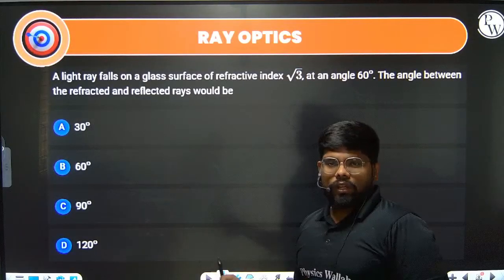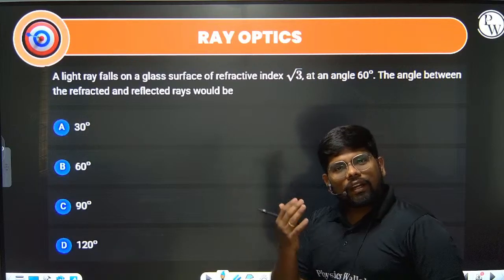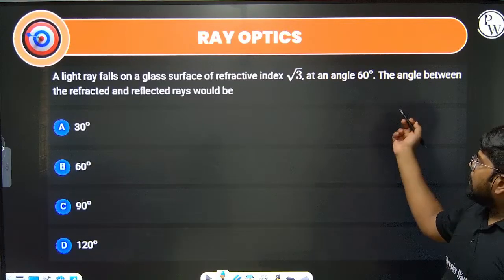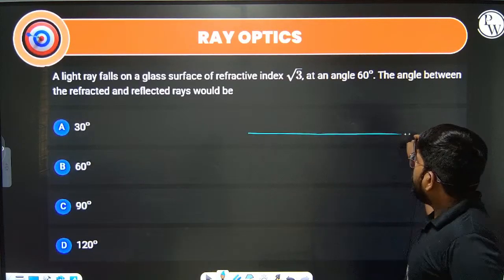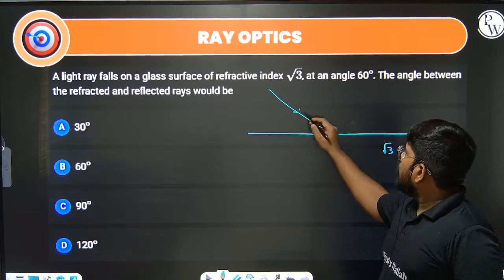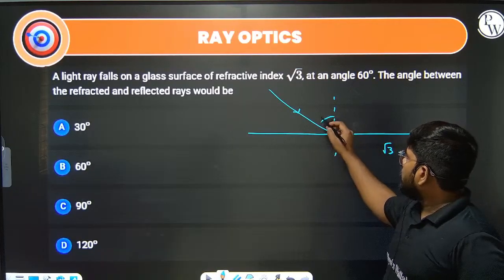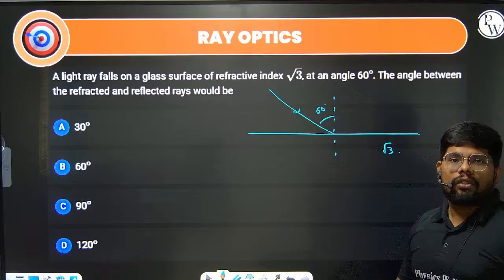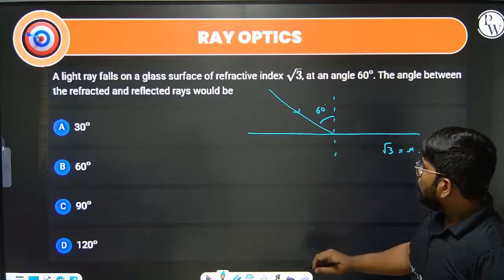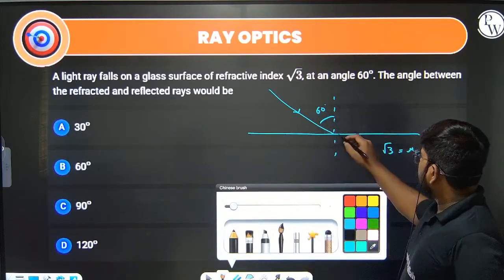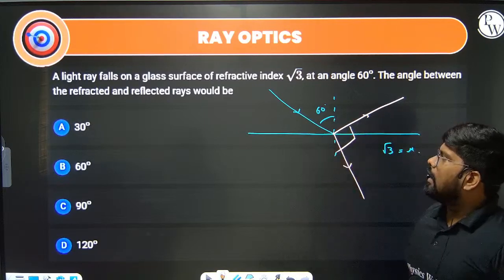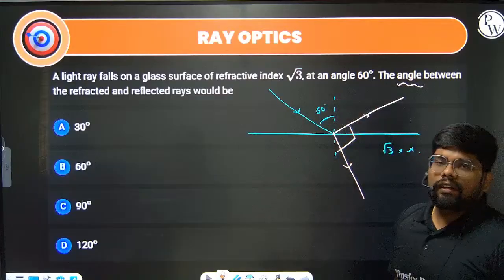Again, easy scoring. It's not like too many applications will be there; it is direct. We have light rays falling on a glass surface whose refractive index is given, and the angle is given as 60 degrees. Whenever we are measuring the angle, it should be measured from the normal. Now they're asking for the angle between the reflected ray and the refracted ray, since some part will be reflected and some part refracted.